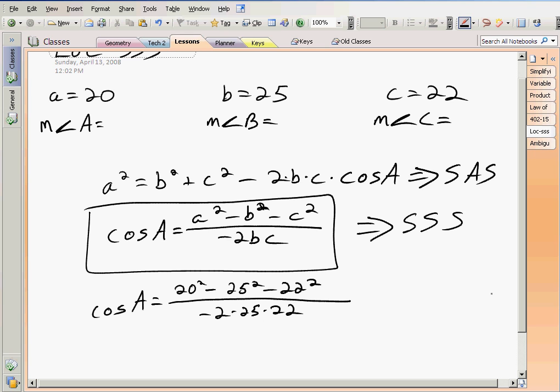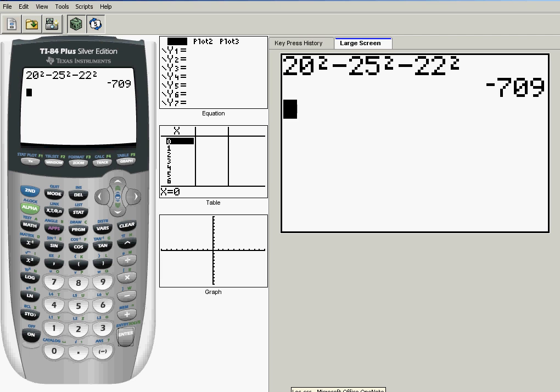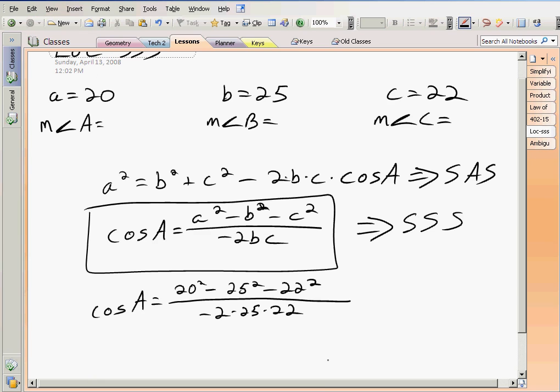Now, I could try to type this all in the calculator in one step, but I find that some students just get a little confused doing that. So I'm going to break it into multiple steps. I'm going to start with just the numerator, 20 squared minus 25 squared minus 22 squared. I evaluate that. That's the numerator. I go back to my equation here. Now I want to divide that by this product, the product of these three numbers.